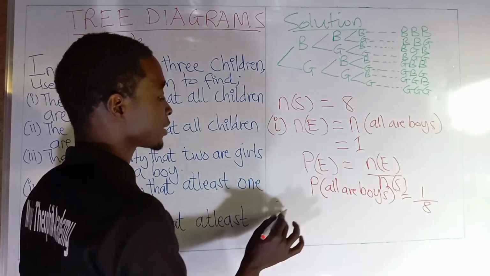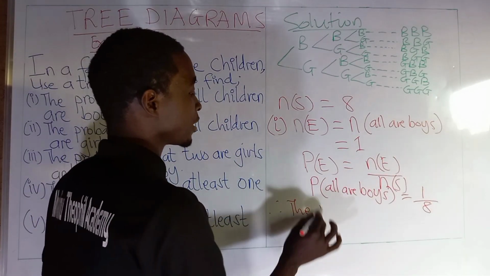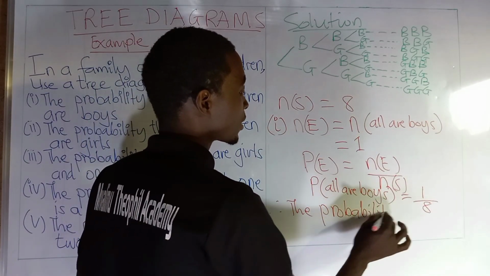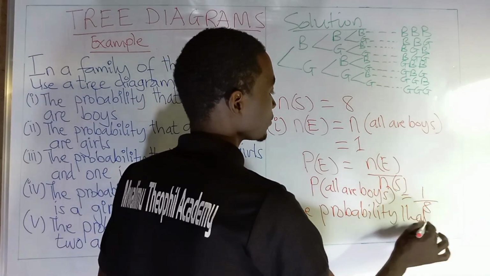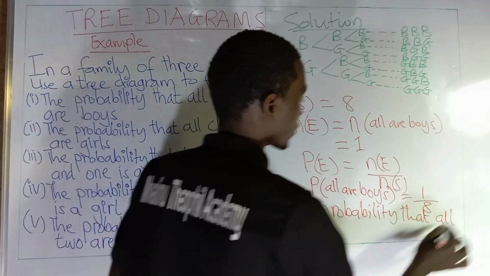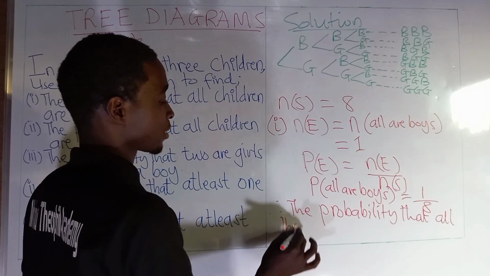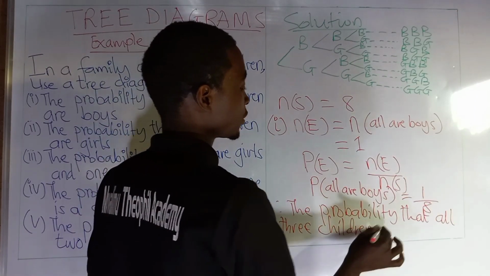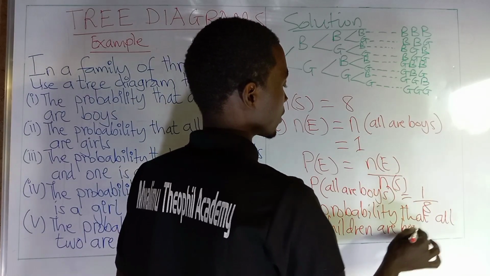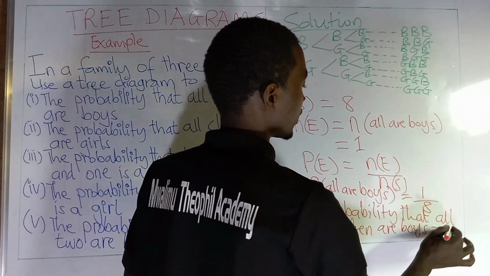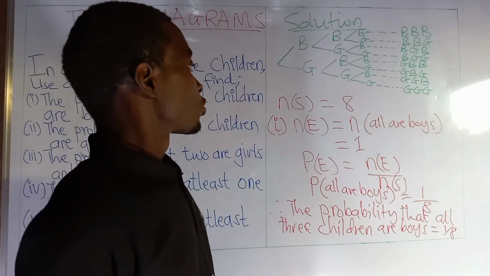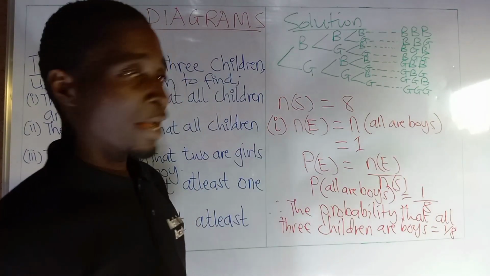Now we say that the probability that all three children are boys is equal to 1 over 8. This will be the answer. So we are through with the first part.